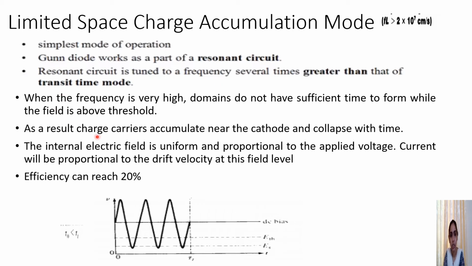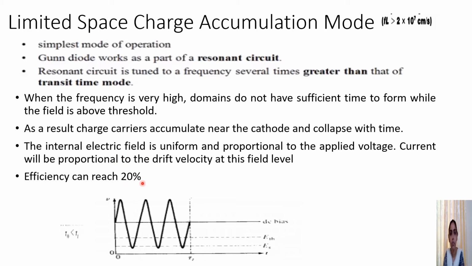So as a result, what happens? Charge carriers accumulate near the cathode and collapse with time. That is, the domain is not actually formed, it is not getting transferred from cathode to anode, it is going to collapse with time. So in such cases, the internal electric field will be uniform and proportional to the applied voltage, and the current will be proportional to the drift velocity at this field level. And the efficiency observed in such cases can reach around 20%.